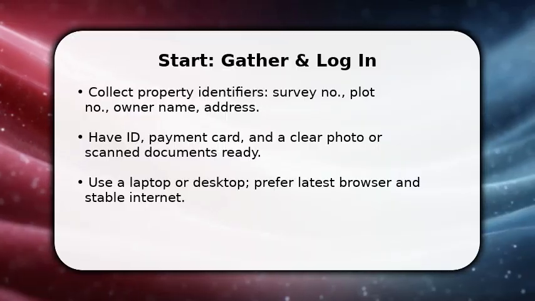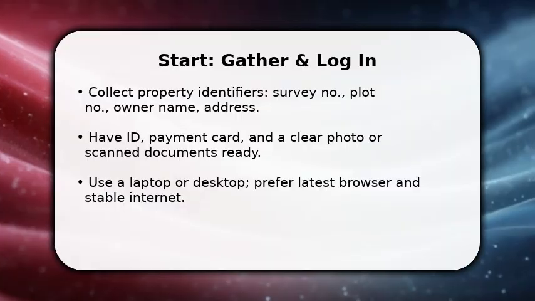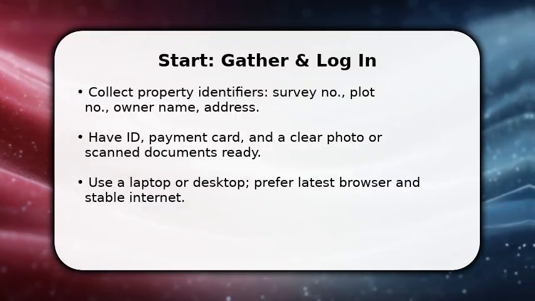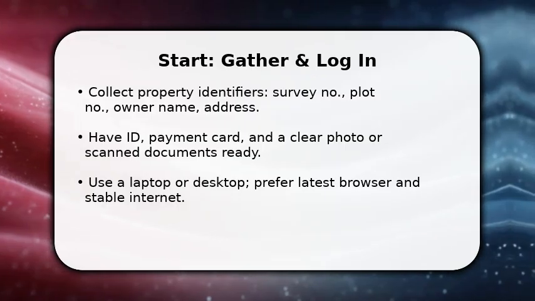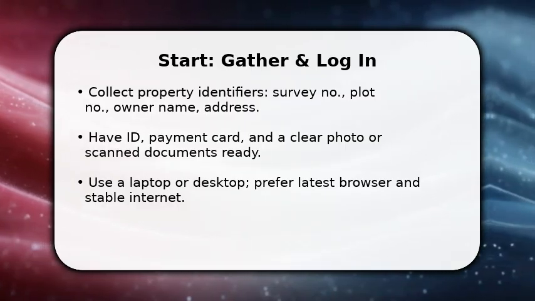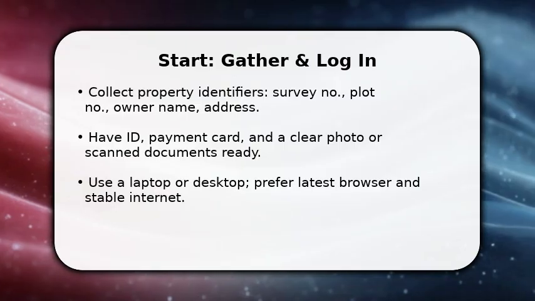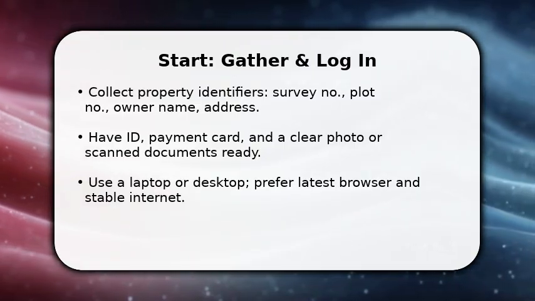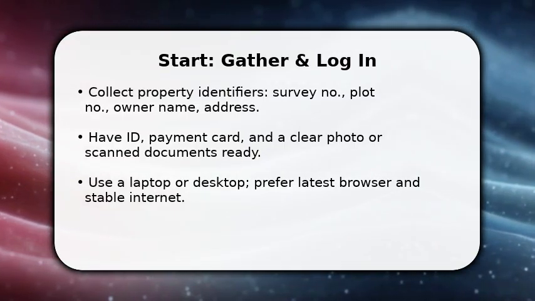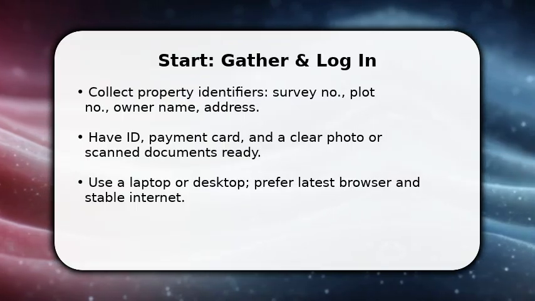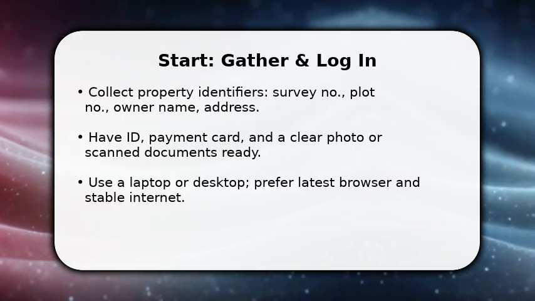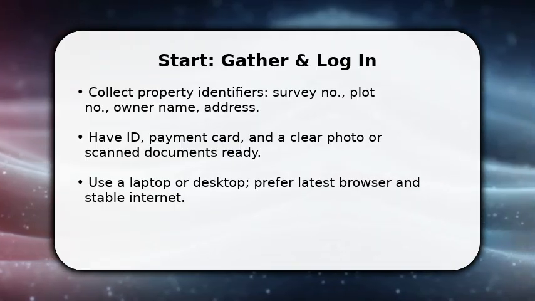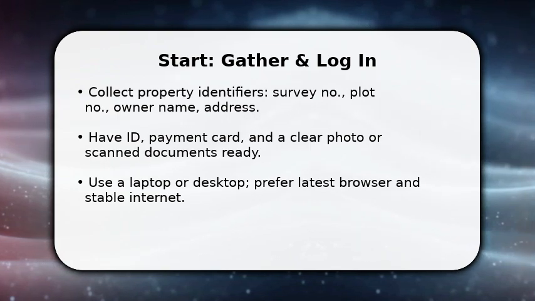You begin by assembling exact property identifiers and your ID because accuracy saves time. Once done, open the official land records or municipal portal. Make sure you are on the correct state or district site. Log in or use guest search if available and enter the primary identifier, plot number, survey number, or owner name. Next, pick the matched record from the results list and click the option to start a search report request so you can proceed to the detailed steps.